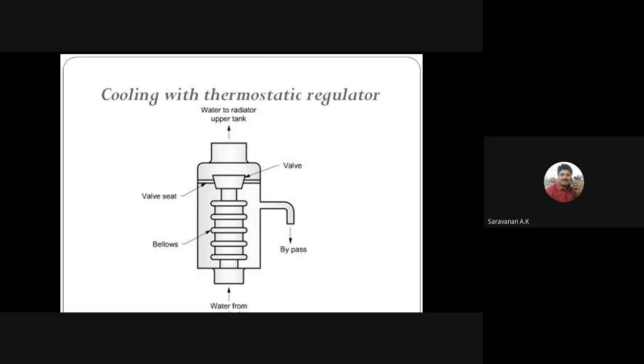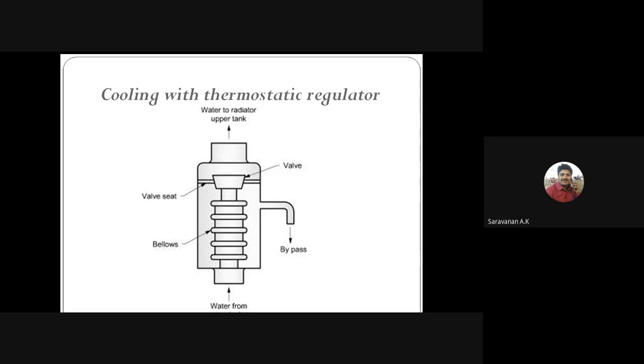We have to introduce the thermostats. It is incorporated with the discharge line of the radiator. You can see the diagram. In this diagram, at the bottom level you have the pump and the upper level. From the upper tank to the radiator, that is the engine system. There we have a thermostat.